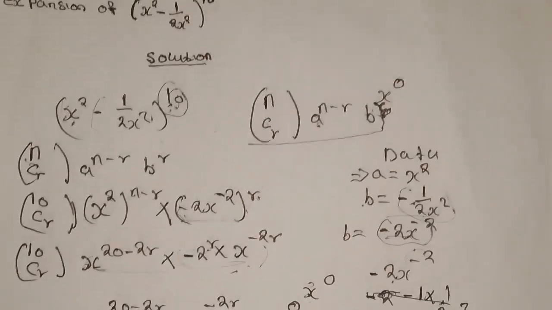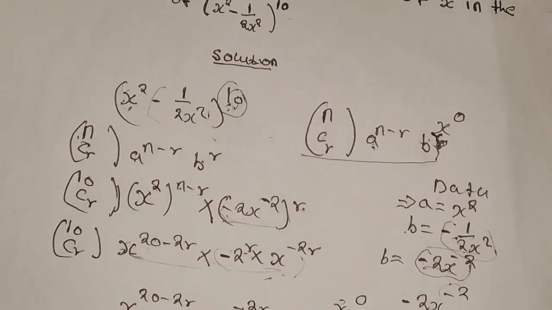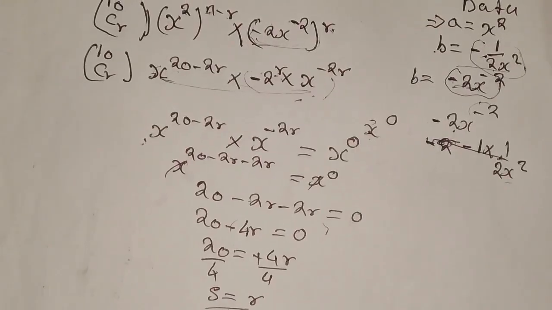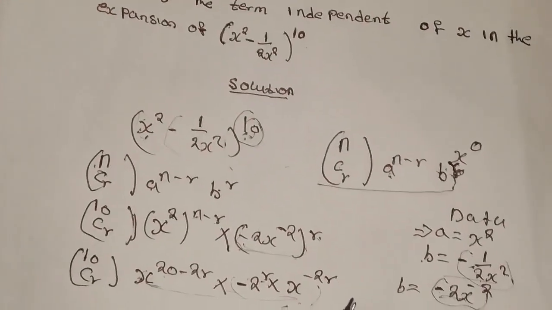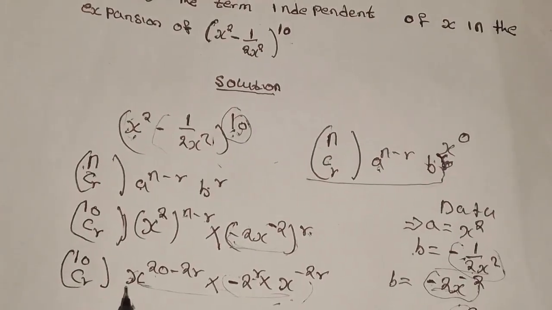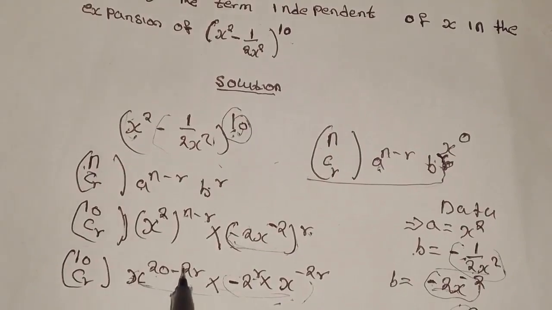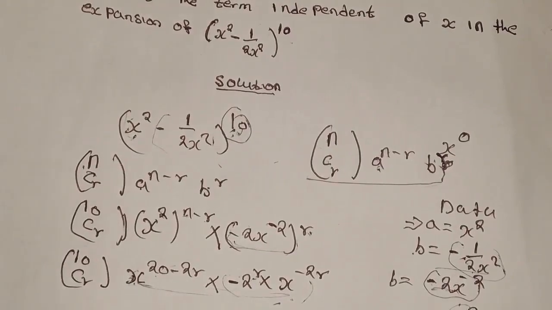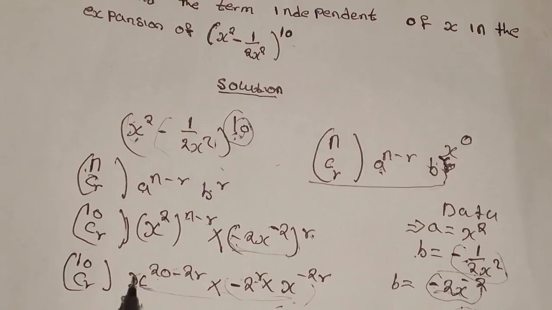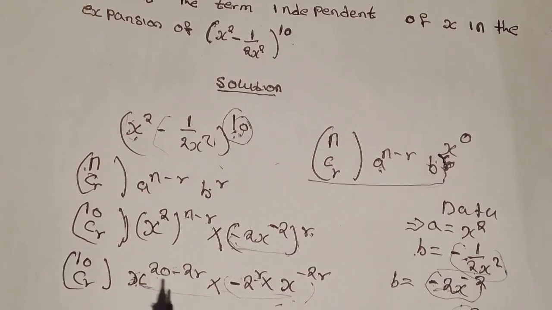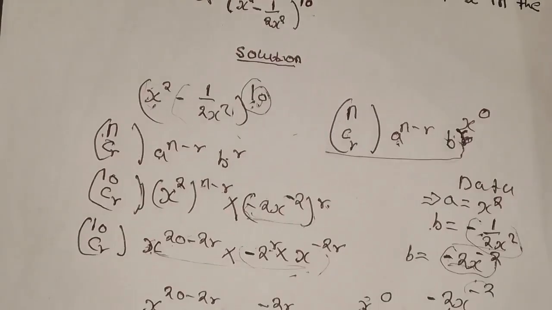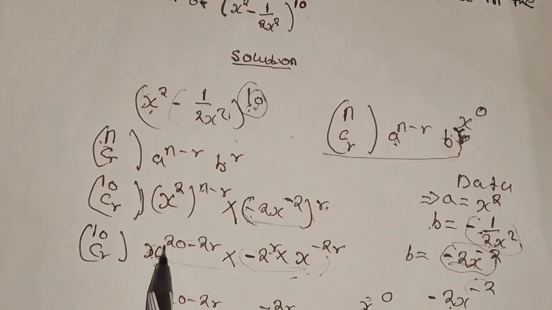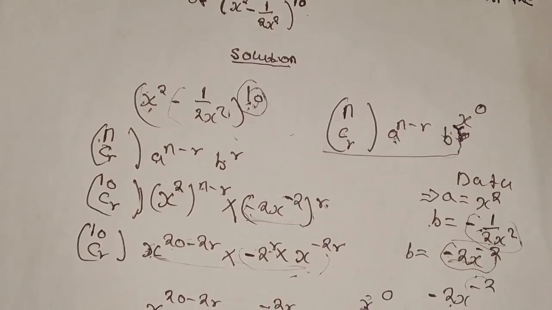Okay, so back to this stage where we reached. This whole step was just to find the value of r. Since we found the value of r to be 5, it's now easy for us to find the term independent of x. This means that the power of x is 0, because if you want, you can prove it from where we have 20 minus 2r. So we found our r to be 5.